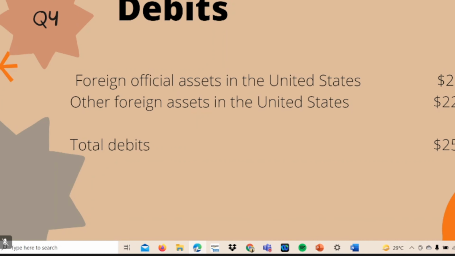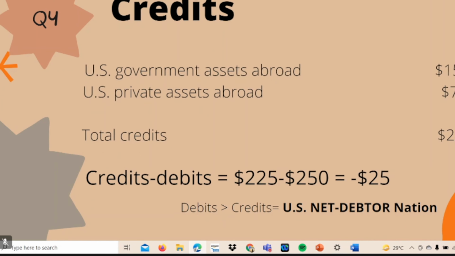$250. And on the next page, we have the credits, where we just add the credits, which are the U.S. government assets abroad and the U.S. private assets, and it's a total of $225. If we take these 2 totals, credits minus the debits, it is minus $25, and it shows that the debits are bigger than the credits and that the U.S. is a net debtor nation.